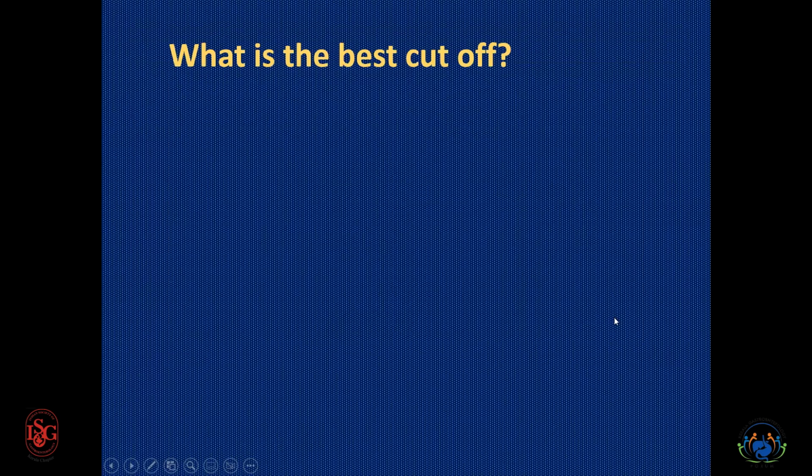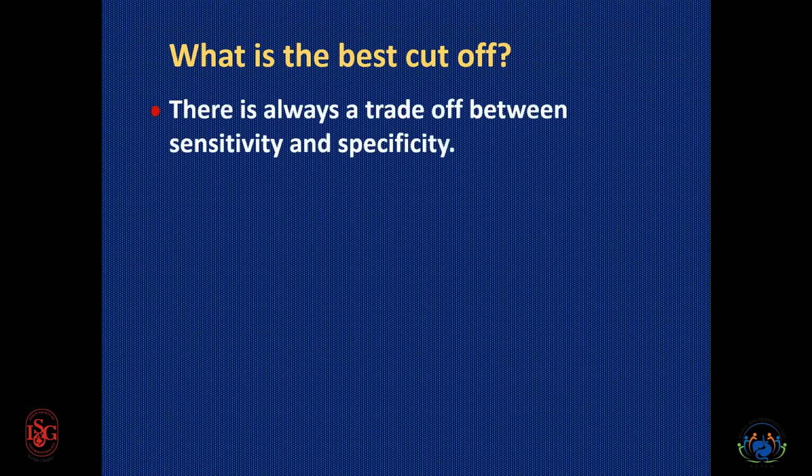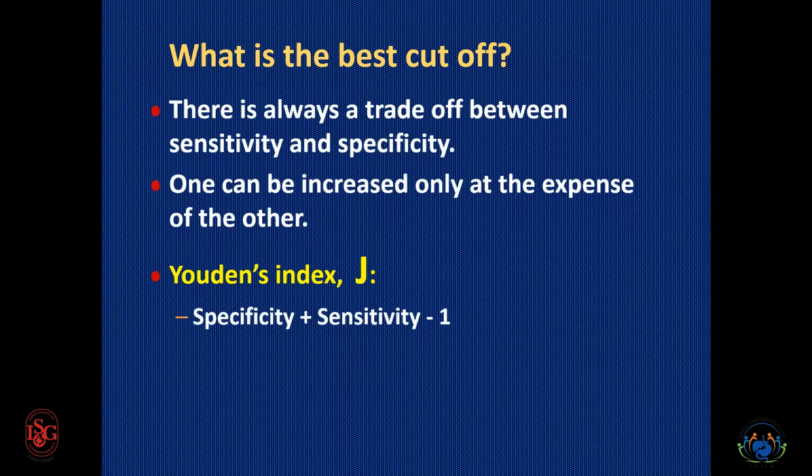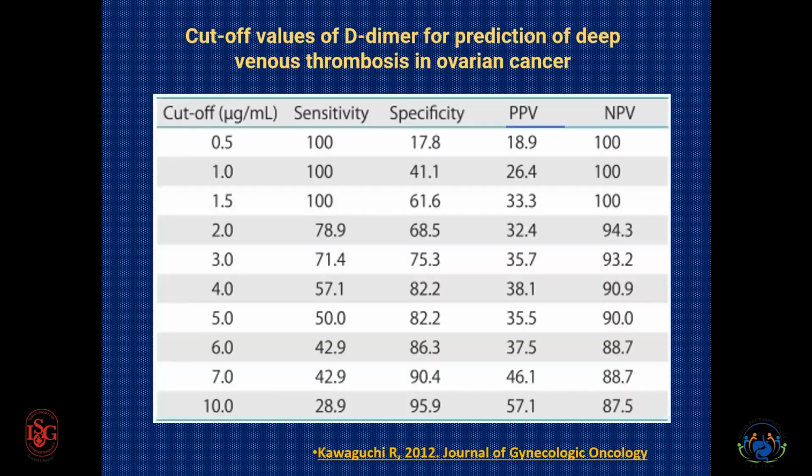So how do you arrive at the cutoff? What is the best cutoff? There is always a trade-off between sensitivity and specificity. One can be increased only at the expense of the other. One of the things we use to arrive at the cutoff is the Youden index, or Youden's J, which is sensitivity plus specificity minus 1. When you express sensitivity and specificity as percentages, it should be sensitivity plus specificity minus 100. That will be the Youden's J.